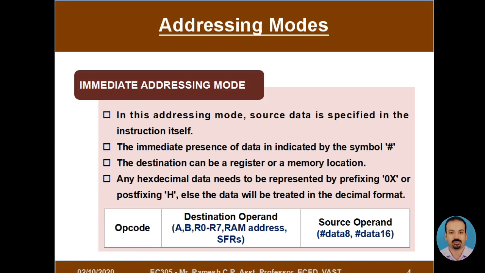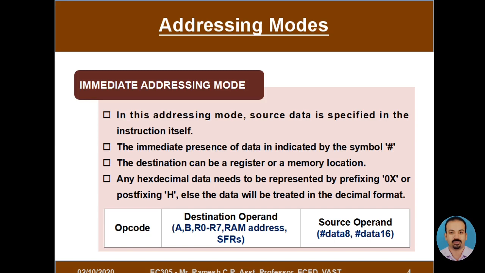Okay, so along with the data, if I'm writing hash 06 without the presence of any h or 0x, in that case the compiler takes that 06 in the decimal format, and it will be converted into the hexadecimal format and stored to the destination operand or the register.